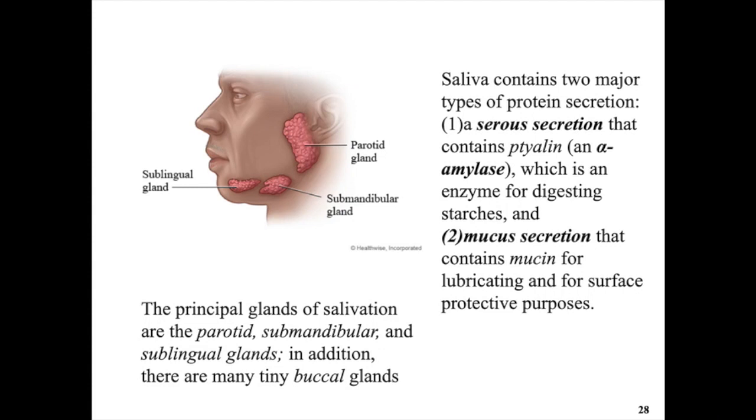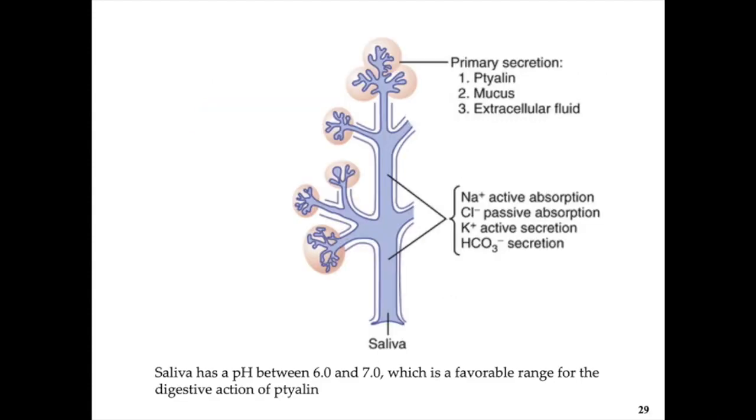Serous secretions, you may remember from your anatomy, are more watery. But there are also mucus secretions, which are more sugary, and they're more helpful as far as lubrication. Let me show you a little diagram of what a salivary gland looks like. The primary secretions are ptyalin or alpha amylase, and mucus.